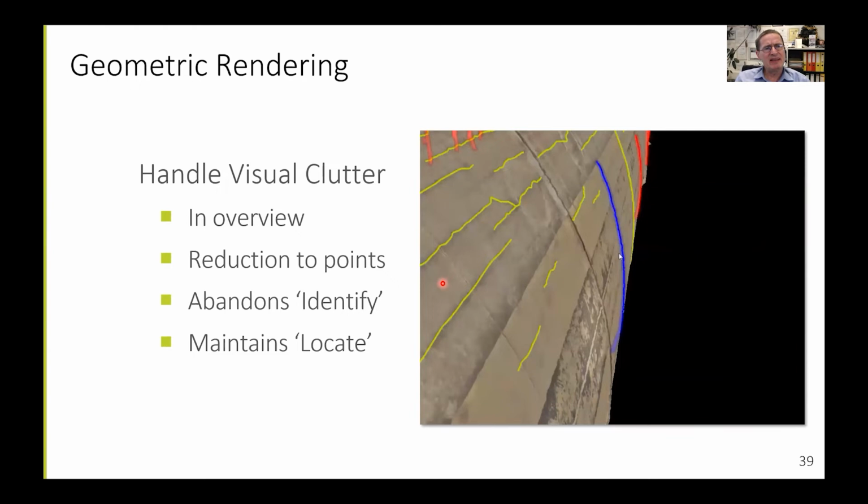So another way in this geometric rendering is how to handle visual clutter. I mean, if you have thousands of cracks and the view is in such a way that they are strongly overlapping, what are you doing? And in this case here, one strategy was to abstract the shape in a way. So a crack is reduced to just a point, and you neglect the identifier. You cannot see a specific shape of the crack anymore, but you know where it is located.